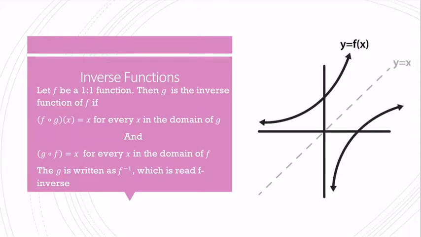The next thing I want to talk about are inverse functions. Let's let f be a one-to-one function. Then g is the inverse of a function f if I take f composed with g and it equals x, and if I take g composed with f, it equals x. In that case, we could write g as f inverse of x.